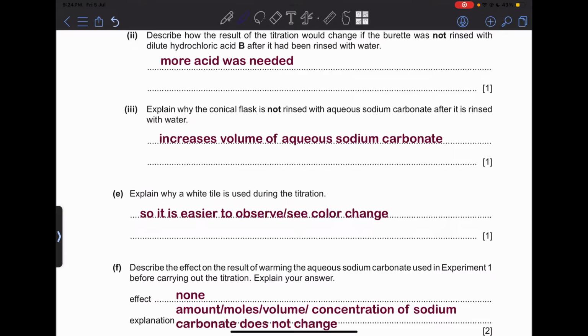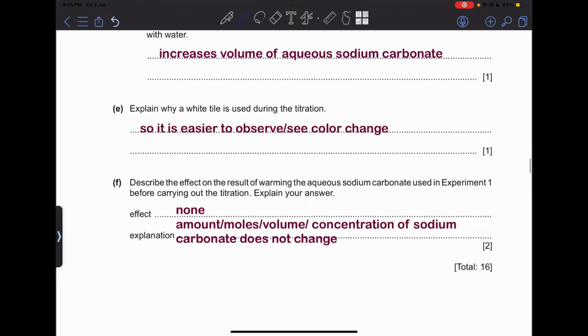Explain why the conical flask is not rinsed with aqueous sodium carbonate after it is rinsed with water, because this will increase the volume of aqueous sodium carbonate. You have to rinse it with water only.